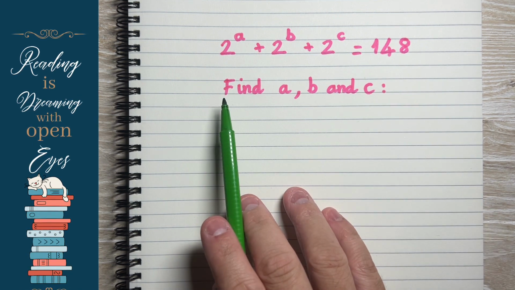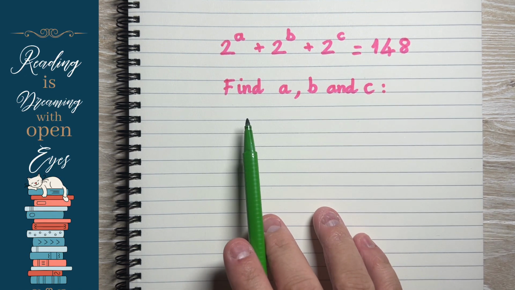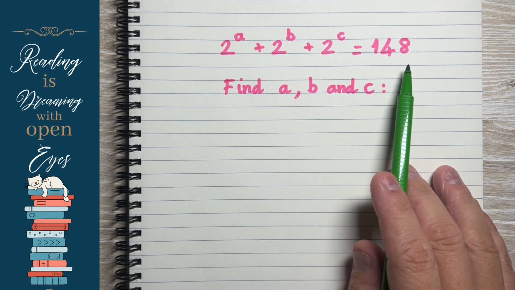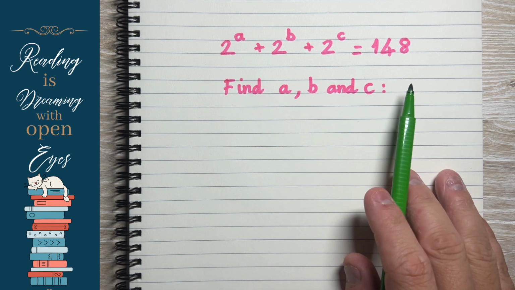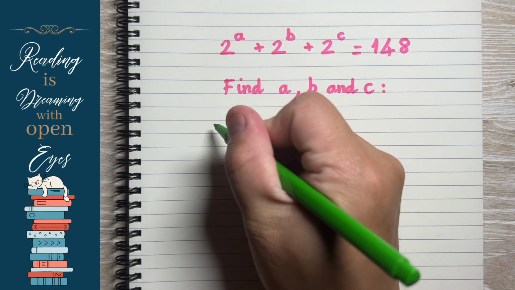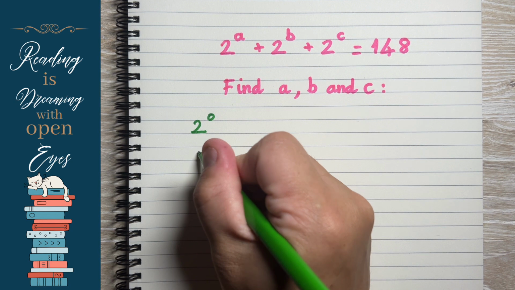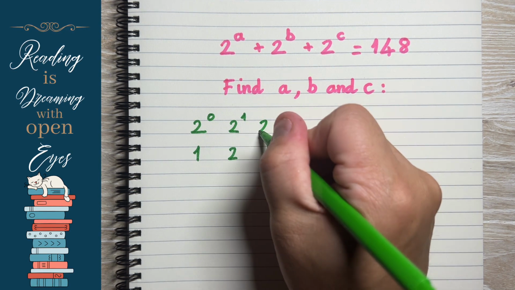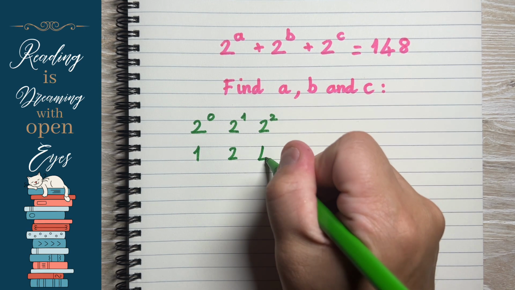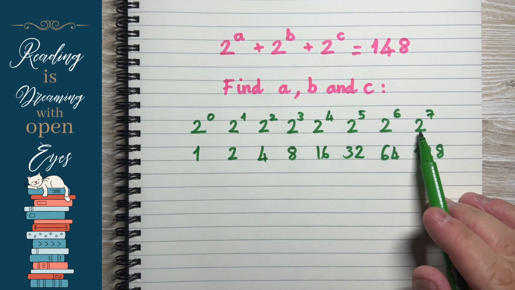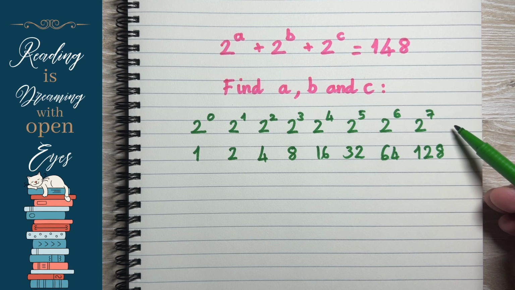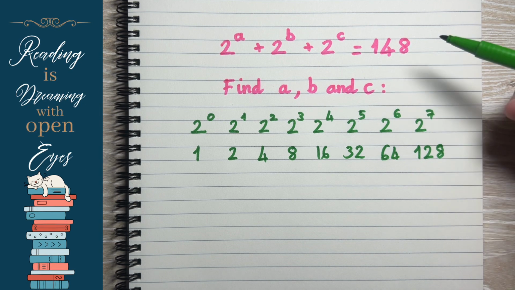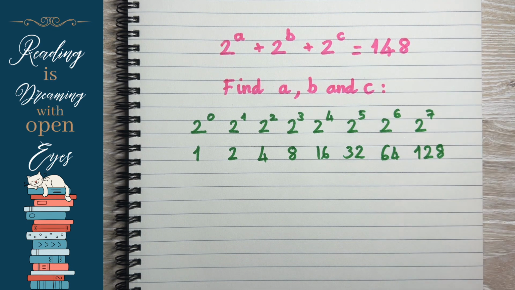And we know there are not many powers of 2 that are smaller than 148. I'm going to go ahead and list all of them out. We start with 2 to the power of 0, which gives me 1. Then 2 to the power of 1 gives me 2, 2 to the power of 2 gives me 4, and so on. Now we stop at 2 to the power of 7. We don't want to go to 2 to the power of 8 because it will be 256, which is bigger than 148. We don't want that number.